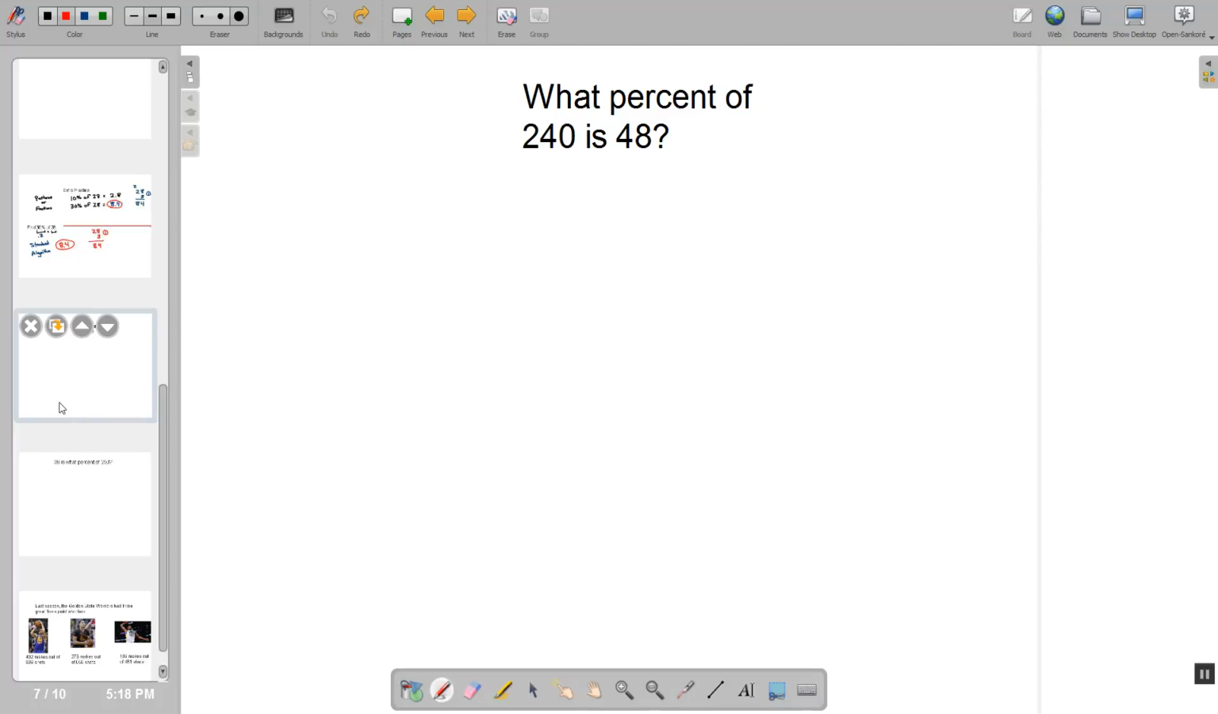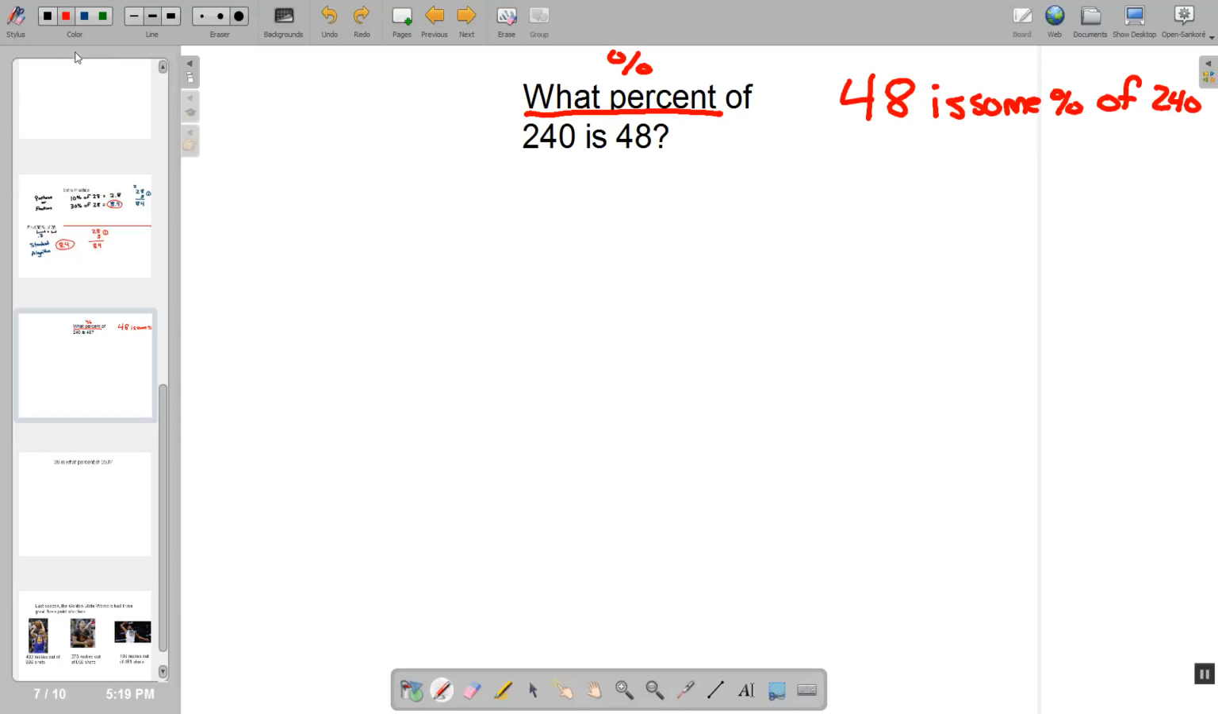Now for this one, we're working in reverse again. So we're looking for a percent. What percent of 240 is 48? So once again, I like to write this the other way. 48 is some percent of 240. And I write it this way because it's reasonable to me to look at this problem and know, okay, that this has to be less than 100%, because 100% would be equal to 240.